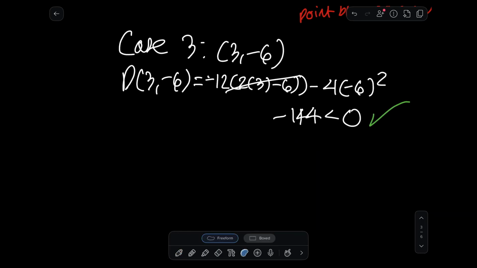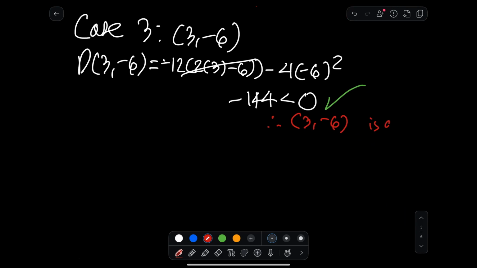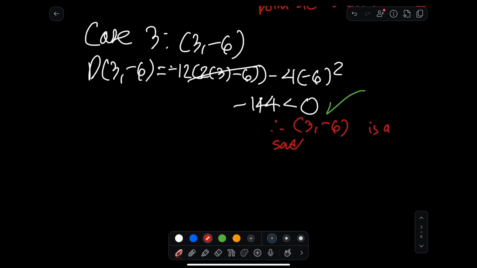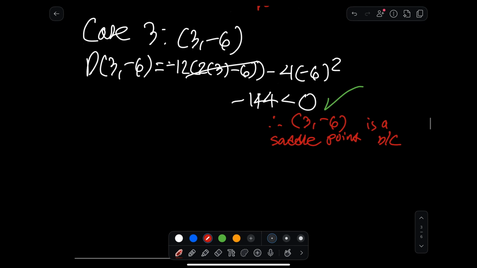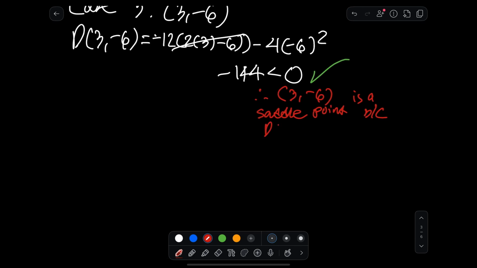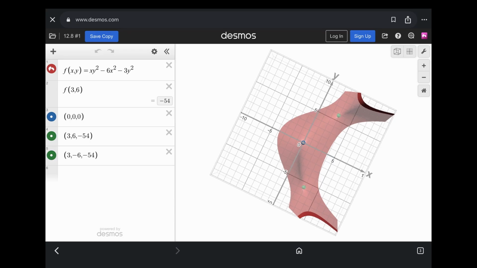Let me just be consistent and write in red, because I like to do that. (3, -6) is a saddle point because D(3, -6) is less than 0. And now we can look on Desmos to see whether or not the math backs up the actual graph, right?